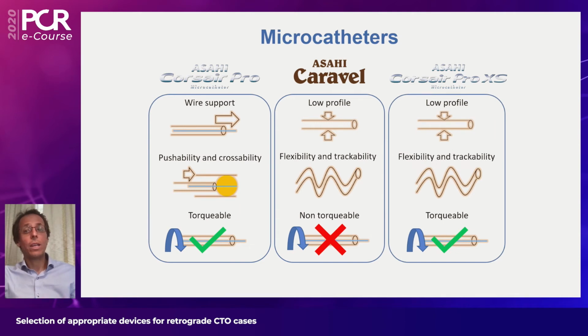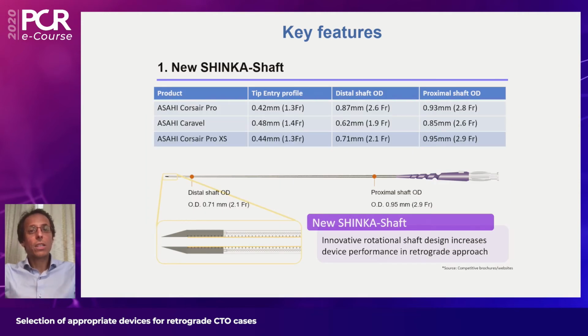And this is the solution nowadays, that you have a low-profile microcatheter, the Corsair Pro XS, which is flexible and has high trackability, and still you can torque this microcatheter and advance it forward. So here you can see the specific key features of the new shaft. You see the Asahi Corsair Pro with a 1.3 French entry profile and a distal shaft of 2.6 French, compared to the Corsair Pro XS, which has a 1.3 French entry profile and only a 2.1 French distal shaft.